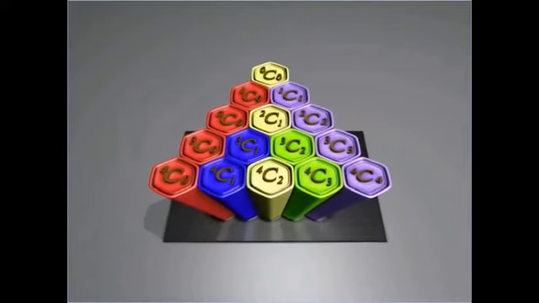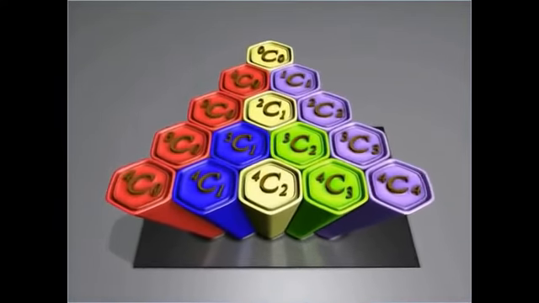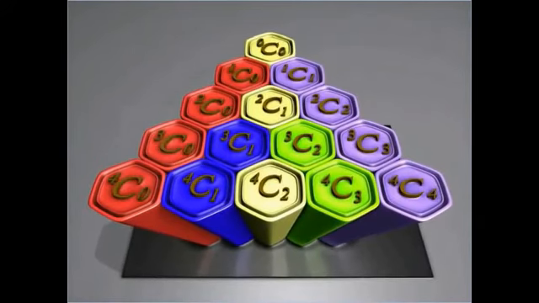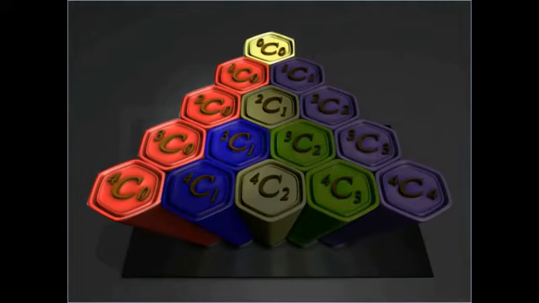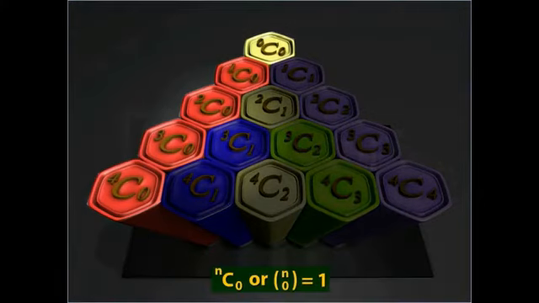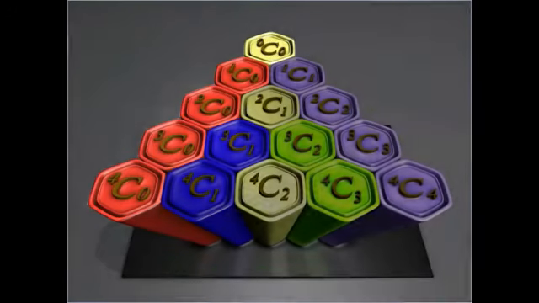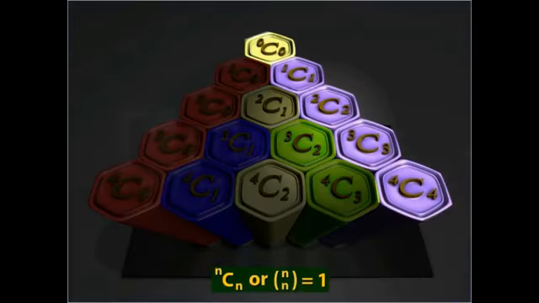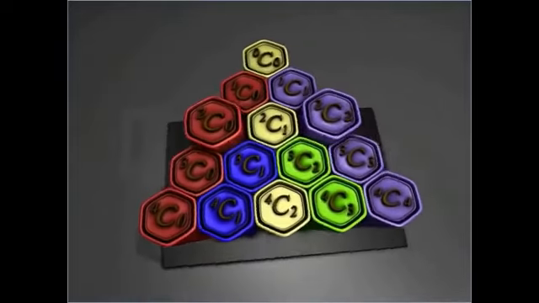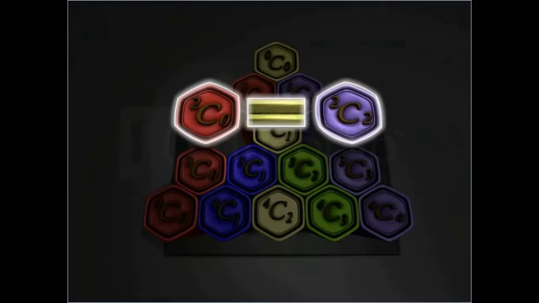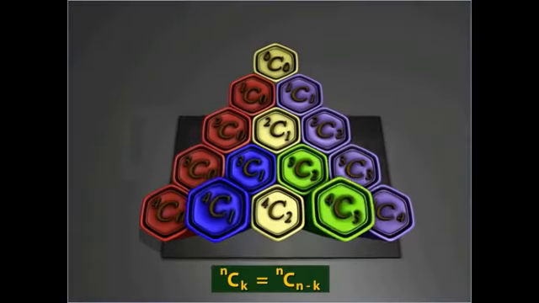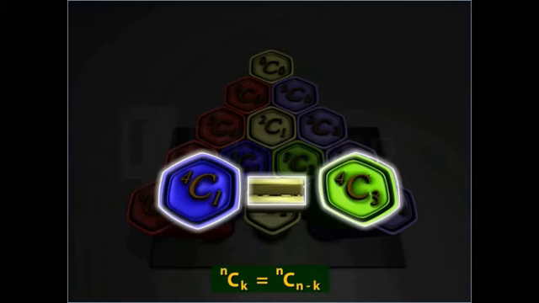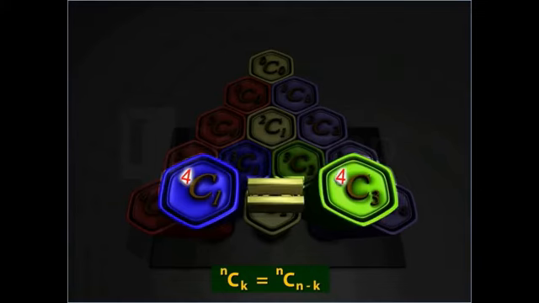The presence of 1 at the beginning and at the end of each row in the triangular array helps us to conclude that for any non-negative integer n, nC0 or n choose 0 is always equal to 1, and also nCn or n choose n is equal to 1. The symmetric pattern of Pascal's triangle helps us to deduce the result nCk is equal to nC(n minus k), where n is a positive integer and k is a non-negative integer.